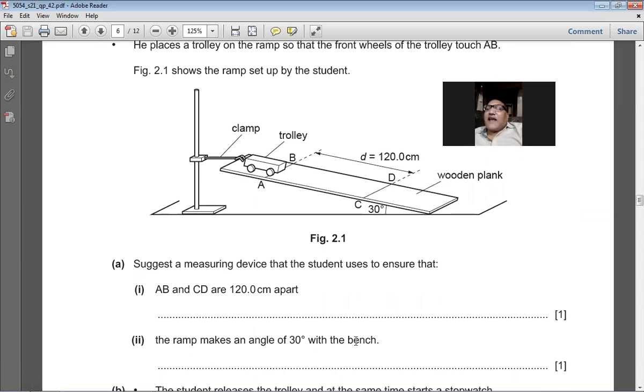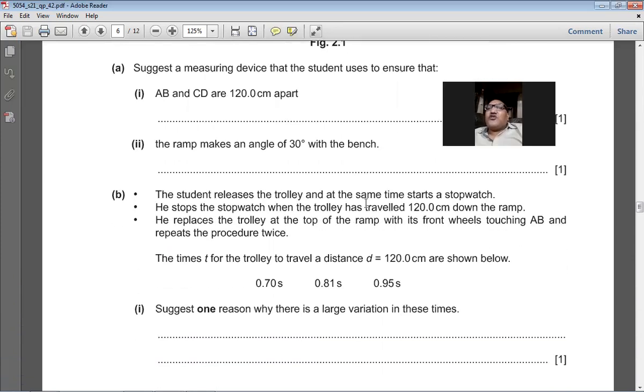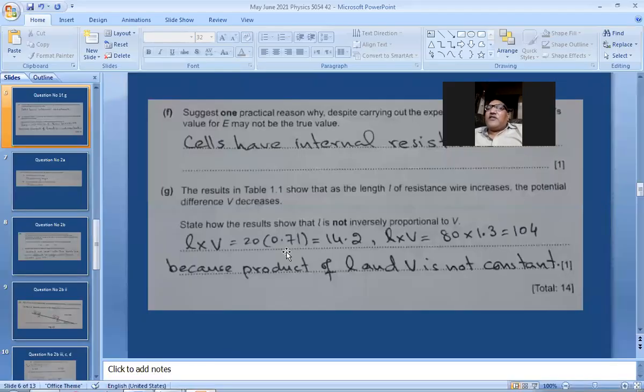The ramp makes an angle of 30 degree with the bench. If you want to measure this angle, you can use a set square. A set square is the triangle which is in your geometry box. So, a very simple question, question number 2A part. Let me show you, I have done this on a paper also.